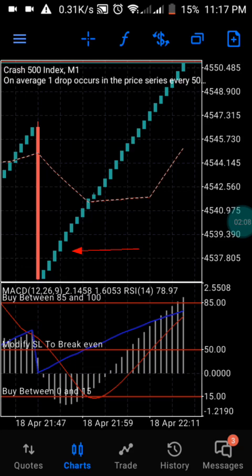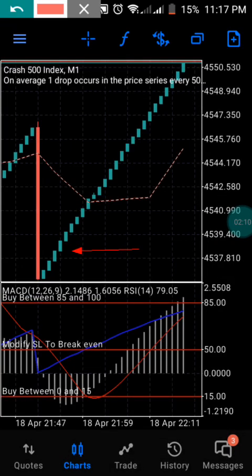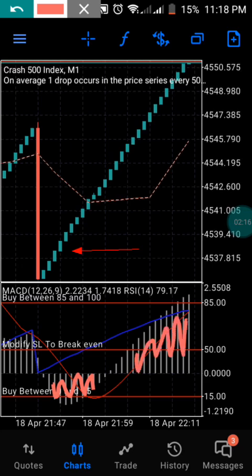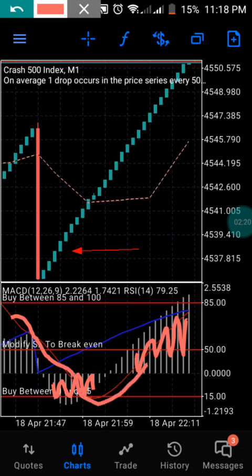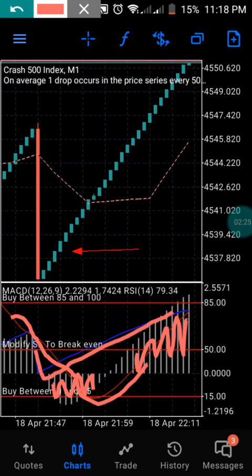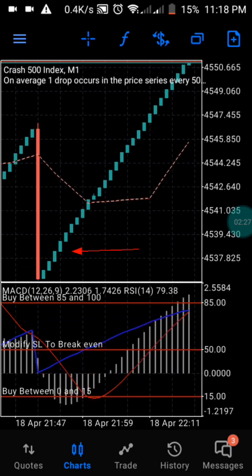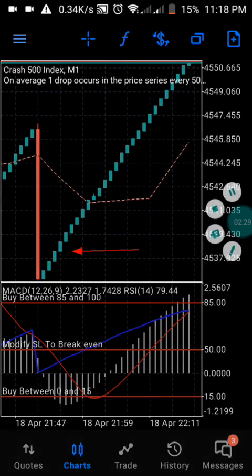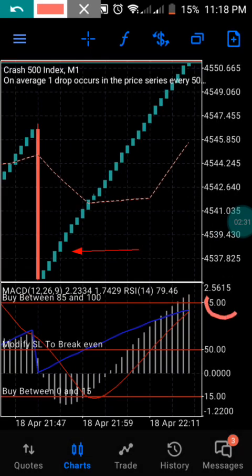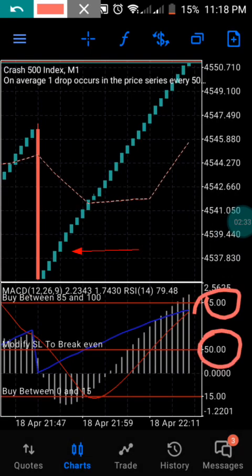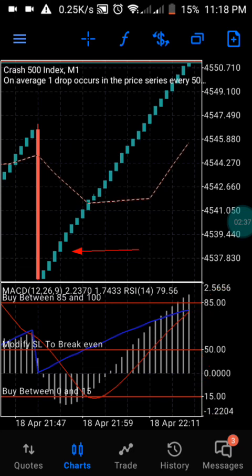Don't forget that we have our MACD as our histogram in this move. We also have the second MACD, which is the red line that is crossing above, and we have our RSI in blue color here. These are the things that are very important. You also have a level of 85, a 50, and a 15. So these three levels are very important for you to take a trade.